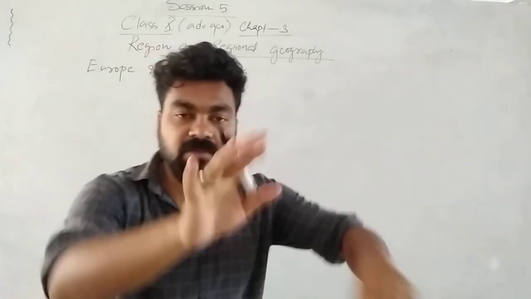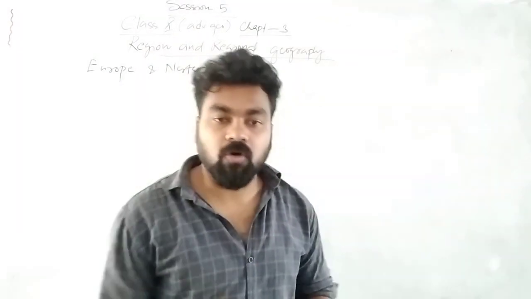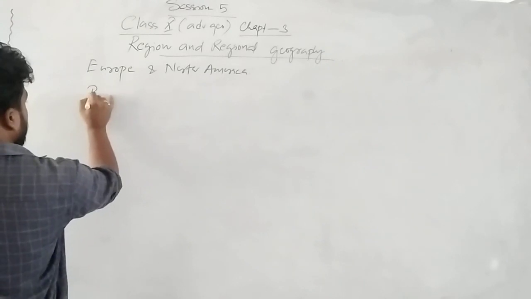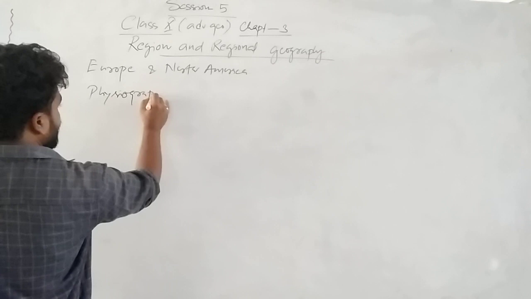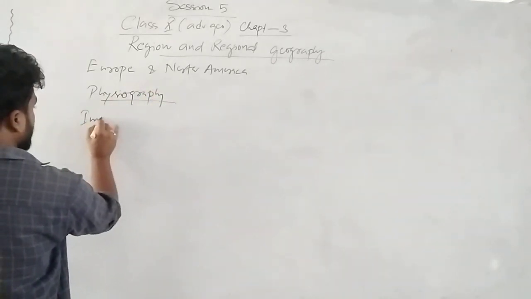We know that Europe has ups and downs, a very complex geography. Different types of mountains are there: Alps, Carpathians, Pyrenees, Caucasus. All the mountains have different highest and lowest peaks. Regarding physiography, we'll study the important mountains of Europe.